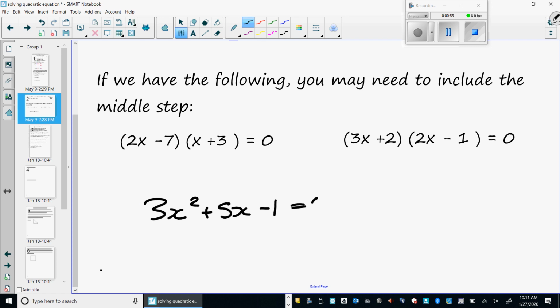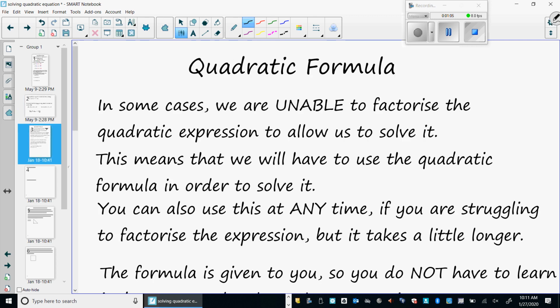Remember, quadratic equations, when we solve them, we always want them to equal 0. So if they don't equal 0 originally, you have to rearrange them so that they do equal 0. Now, saying that the easiest and better way is to factorize it, sometimes you cannot factorize it. There are no two numbers that multiply together and add to give the right numbers. They just typically do not factorize. So in those cases, we need to use what we call the quadratic formula.